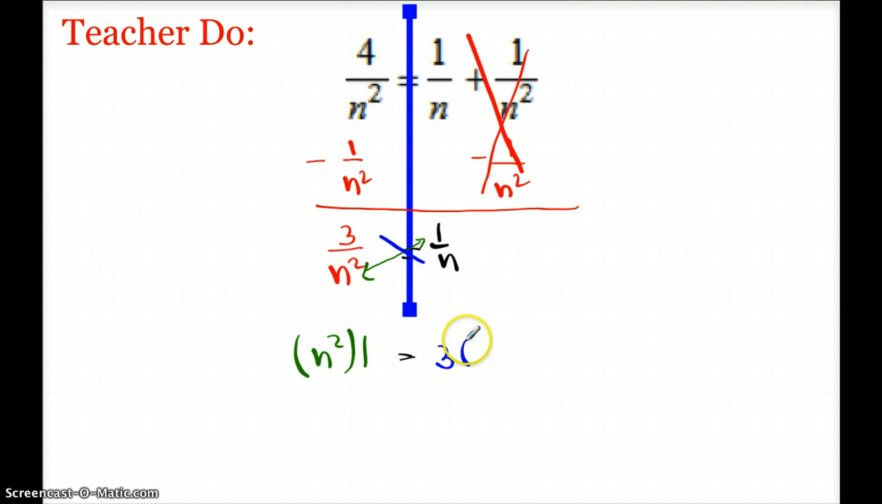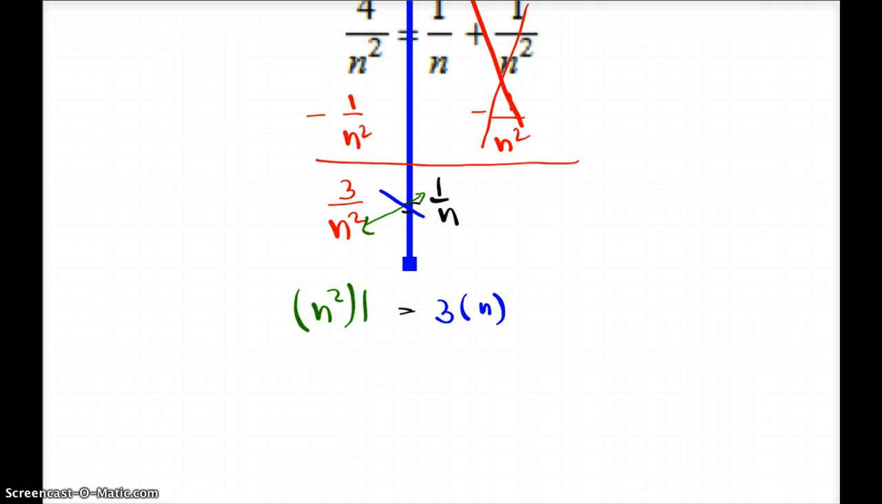Now I'm going to factor this on the left because it's actually going to be broken down pretty easily. So on the left we should have n squared, which can break down into n times n. Times 1 doesn't change anything, so I'll just leave it out. And on the right side, 3 times n. That's just another way to write multiplication.